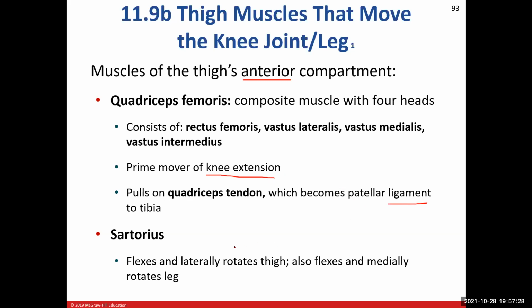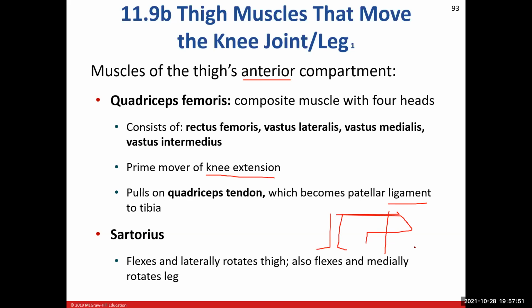All right, also in the anterior compartment is sartorius. This is that long strap-like muscle. It is the longest muscle in the body. And so it creates the figure four. So here you are standing. And then I say, hey, all right, can you do a figure four position with your legs? And you do this.